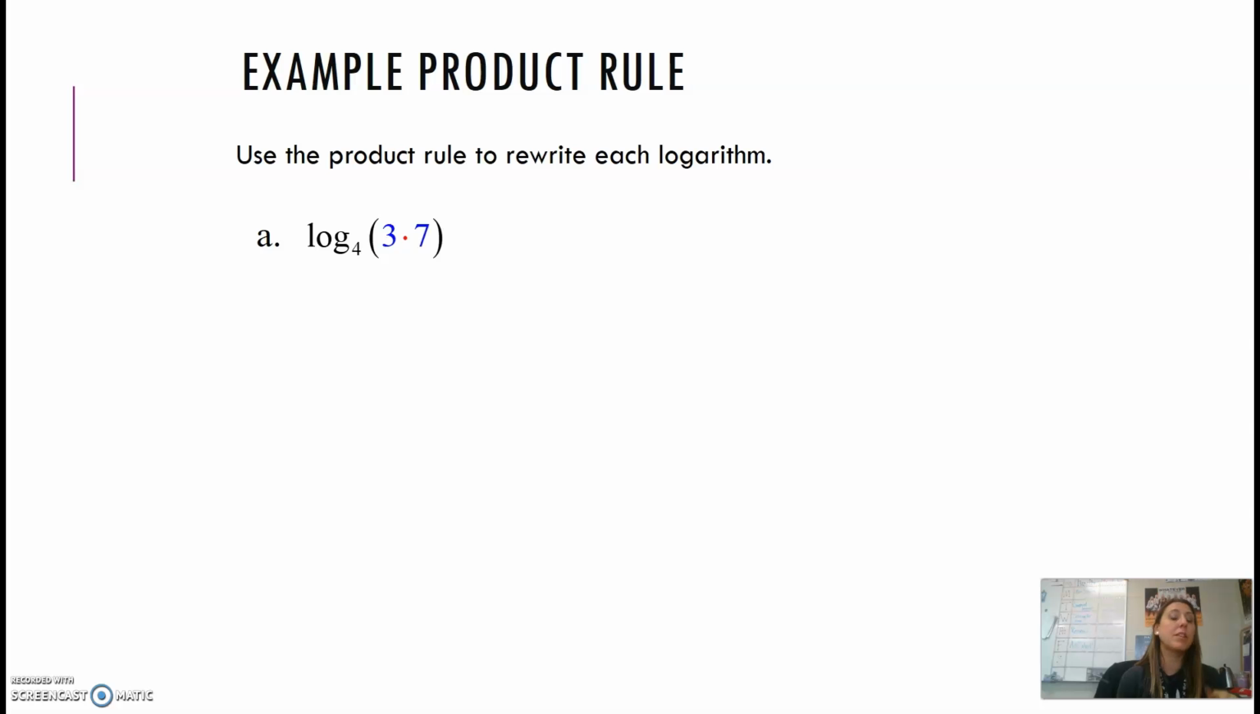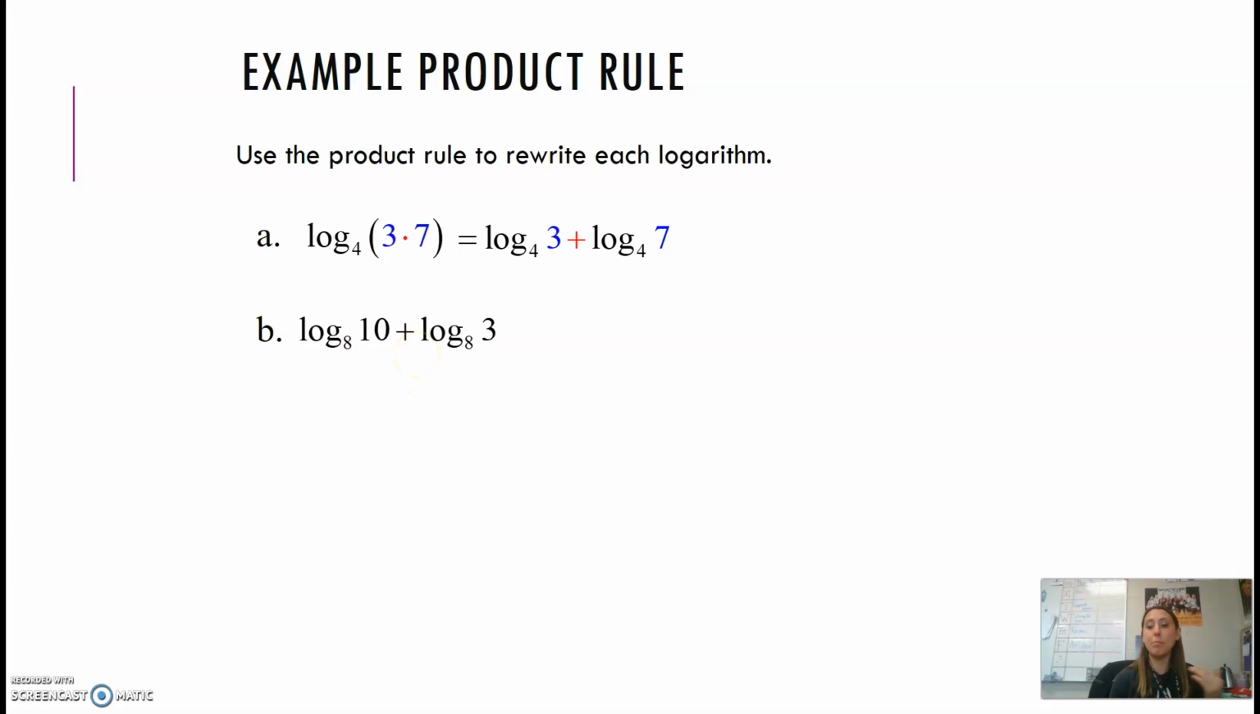So if we are starting with log base 4 of 3 times 7, I'm going to rewrite that as log base 4 of 3 plus log base 4 of 7. So notice that the 3 coincides with the 3, the multiplication turned into addition, the 7 coincides with the 7, and the log base 4 really just stays the same. So that is how we are going to go from a condensed version with 1 log to an expanded version with 2 logs.